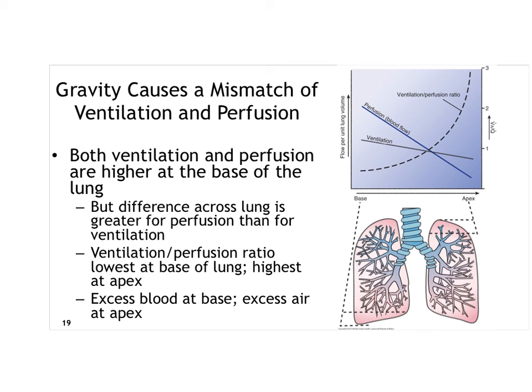Okay, now gravity is going to cause a mismatch of ventilation and perfusion. We're going to look at this from now on, this thing that is called the VQ ratio. And normally we look for that to be roughly 1 to 1. Really, it runs about 0.9 to 1, but 1 to 1 is roughly the standard. That's what you're looking at for a normal VQ ratio.